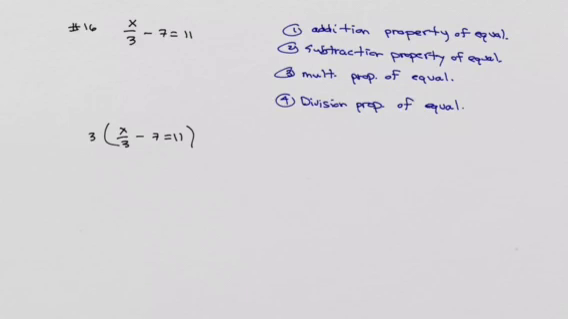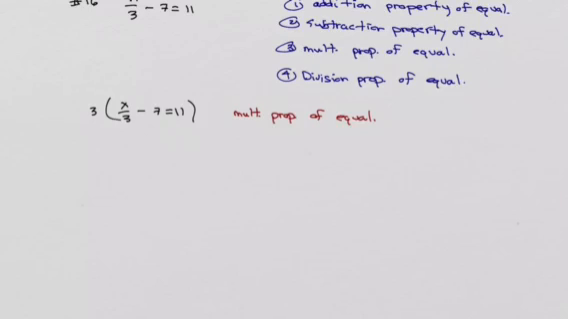I think you would agree that is property 3, the multiplication property of equality, because we are multiplying. So I'm going to say multiplication property of equality. Okay, so let's go and do that multiplication. So right now, why don't you pause the video and do that? So for me, I'm going to do that. So 3 divided by 3 is 1. 1 times x is 1x, or x. 3 times 7 is 21. And 3 times 11 is 33.